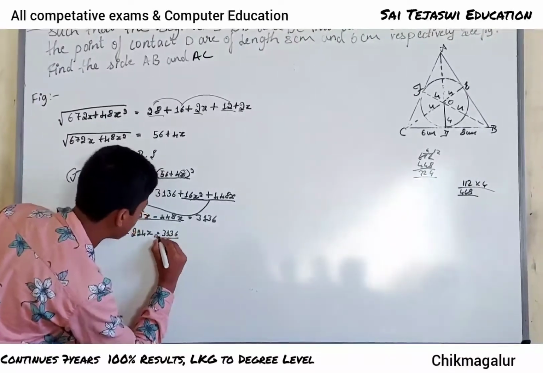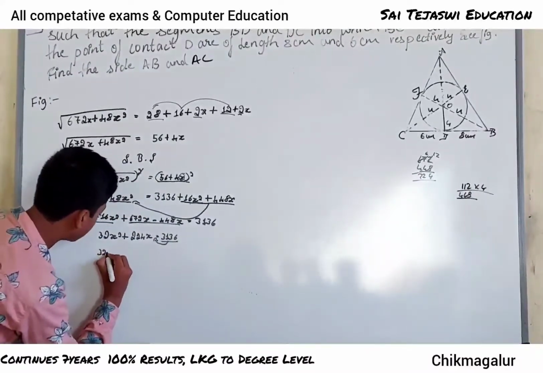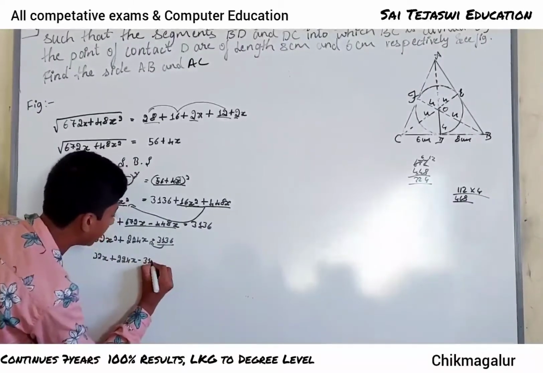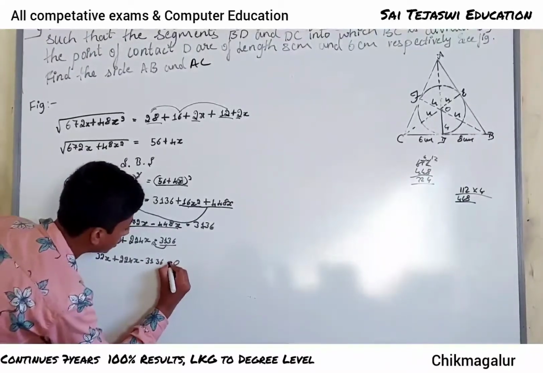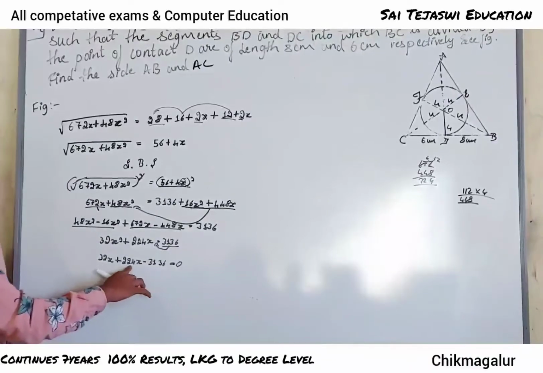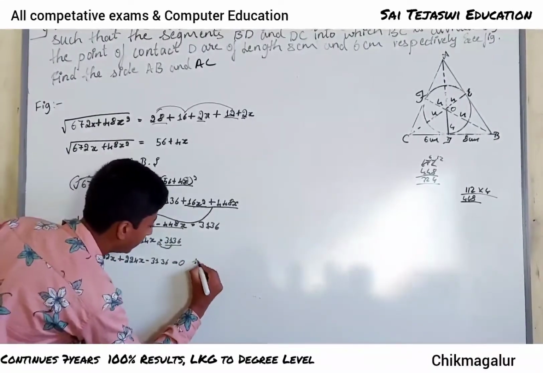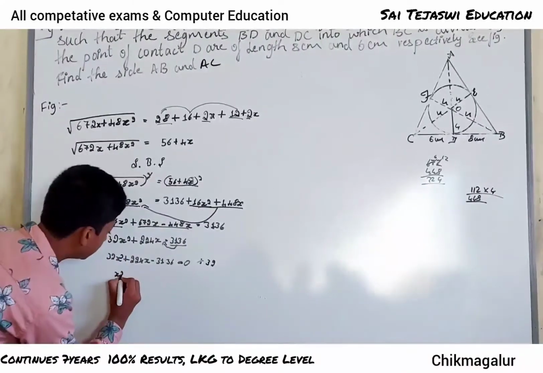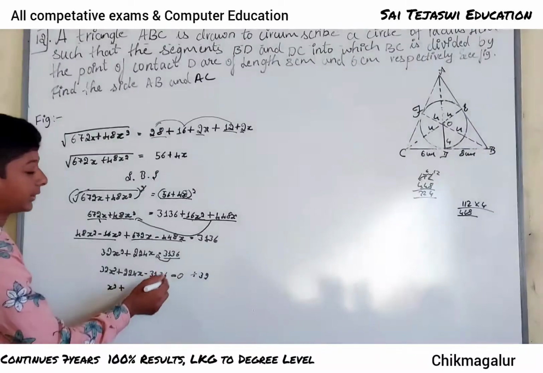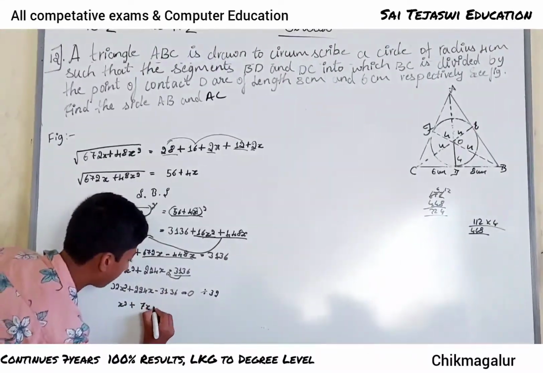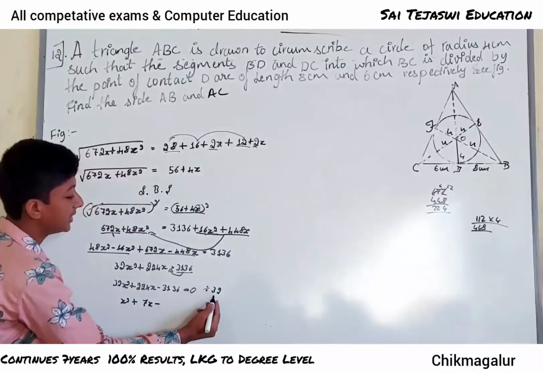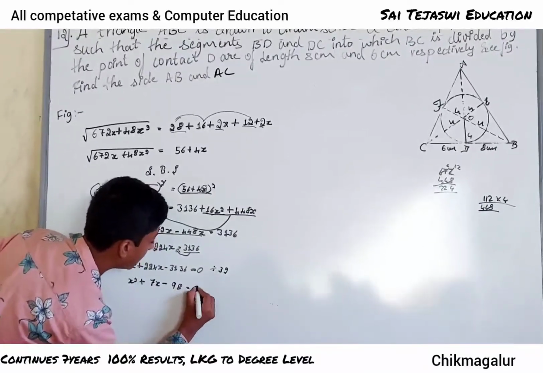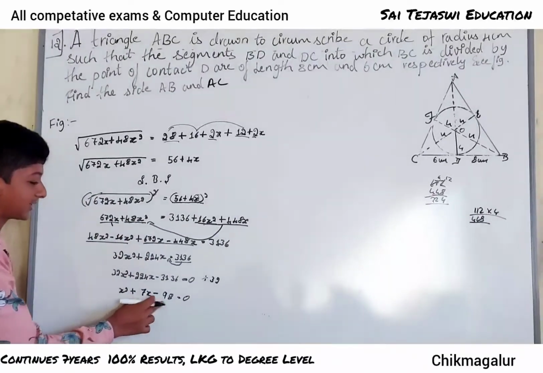Now we shift this to this side, so it becomes minus: 32x square plus 224x minus 3136 equals 0. Now we can divide this by 32. If we divide it by 32, it becomes x square plus 224 divided by 32, which is 7, so 7x, minus 3136 divided by 32, which is 98. So we write 98. This is in the form of ax square plus bx plus c equals 0.